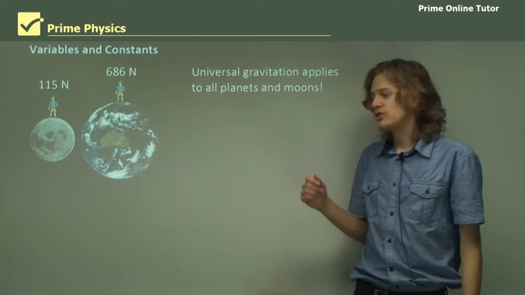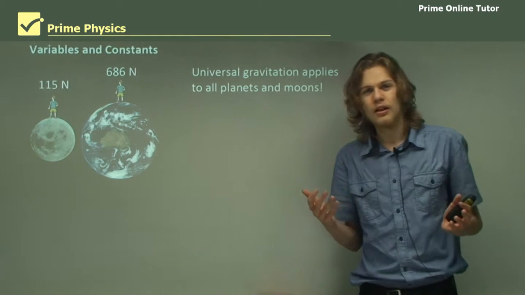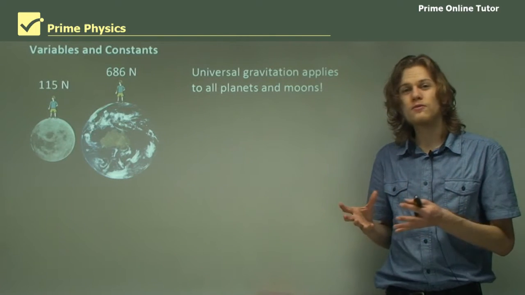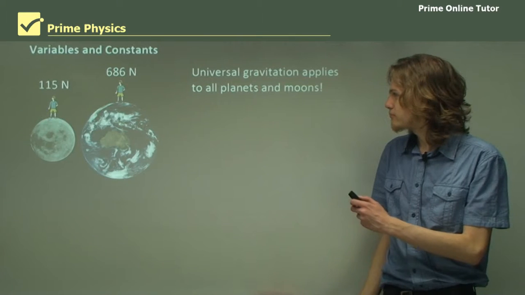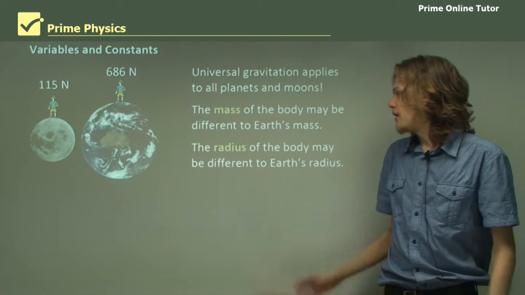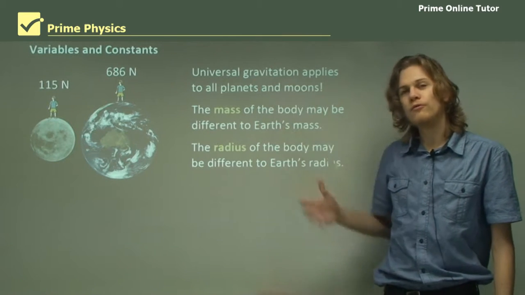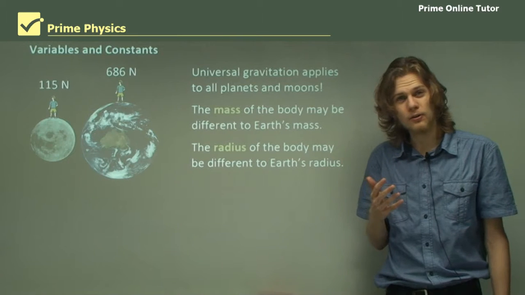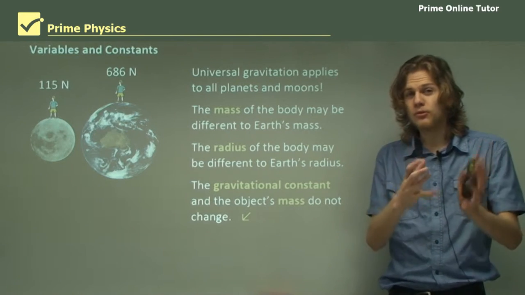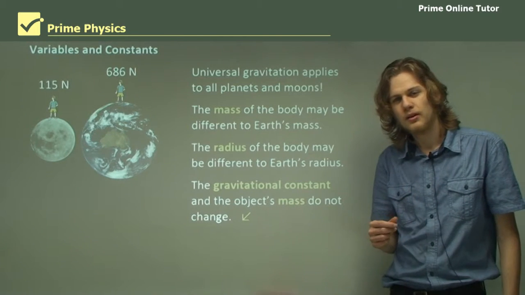So universal gravitation applies not just to Earth, but to all planets and all moons. That's what Newton realized when he figured out the gravitational field was proportional to the mass of the object creating it. The mass of the body can be different to Earth's mass, and the radius of the body can be different to Earth's radius. And remember, these two things are what affects the strength of the gravitational field. The gravitational constant, the big capital G, does not change.